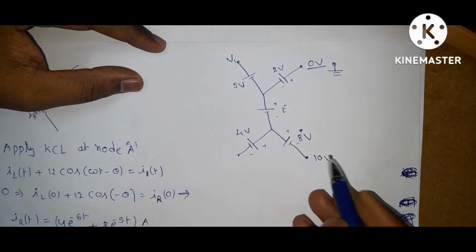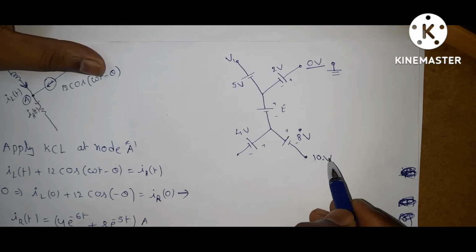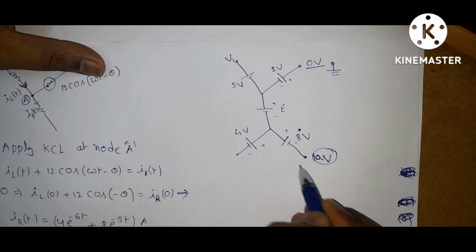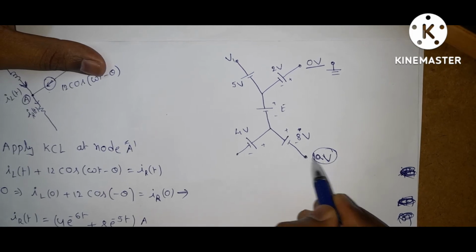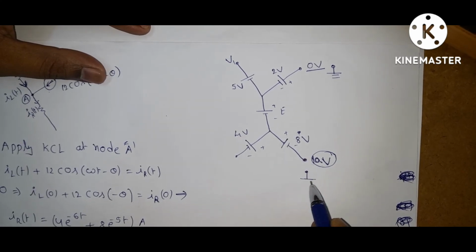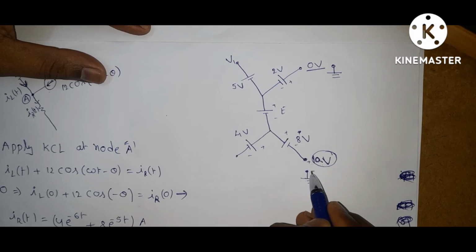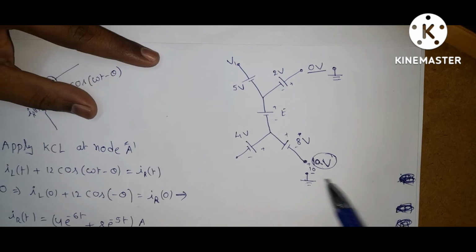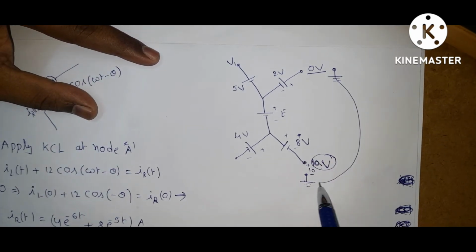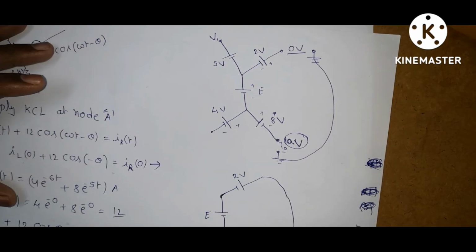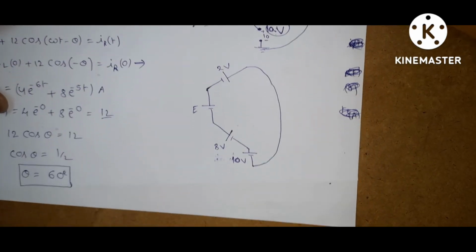Okay, if you observe here, this is 10 volts. If they give a voltage at any node like this, it is this node to ground. This voltage is represented as this node to ground. That means from here to here, this is 10 volts. So this is ground. This is ground. You can connect like this, so you can draw the circuit. The circuit becomes like this.